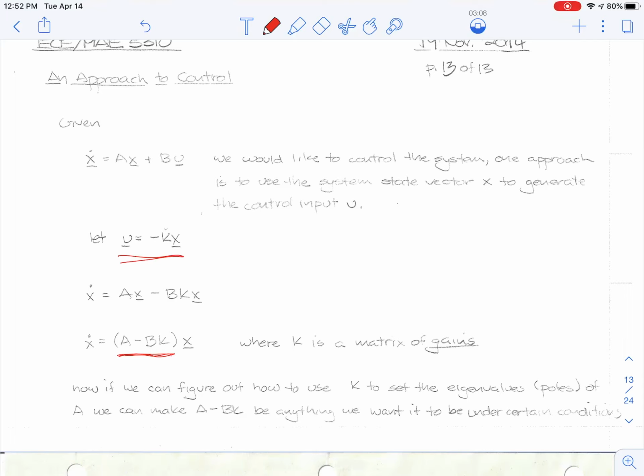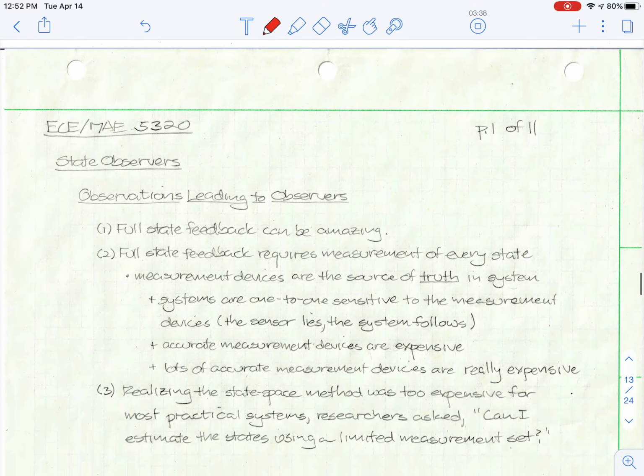There are methods for doing this. If you look in MATLAB, I believe it's called place, or if you just look for pole placement, or look for placement, in one line in the MATLAB command, it will pull up all the commands that do that. There are quite a few different algorithms to do this, and so you can find those and play around with this if you want.